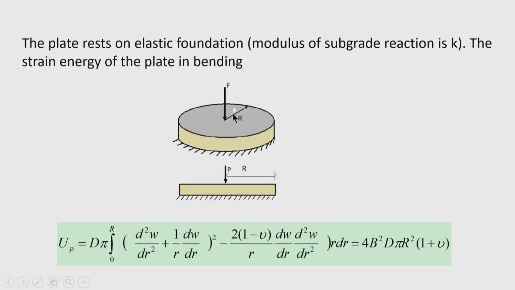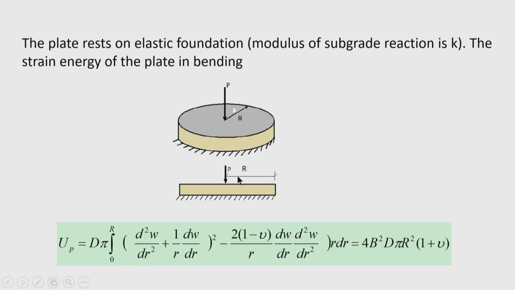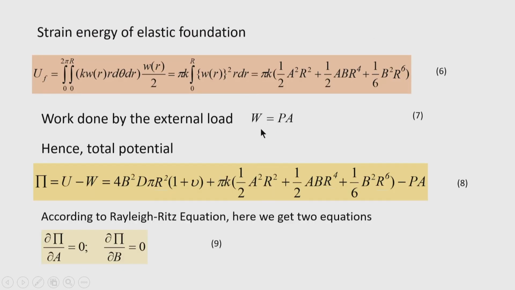So, deflection at the center is only to be used for calculating the load. Deflection at the center, according to our assumed expression, if we put r equal to 0, is A. Now, using the expression that W, the work done, is equal to load into displacement, and the load does not change during the deformation, the work done is equal to P into A.